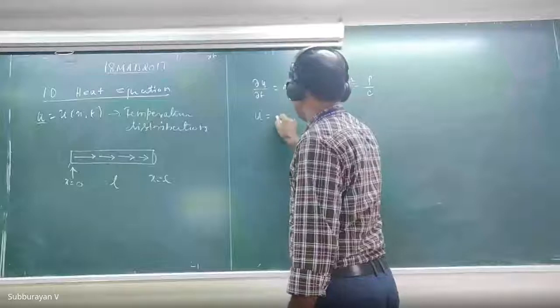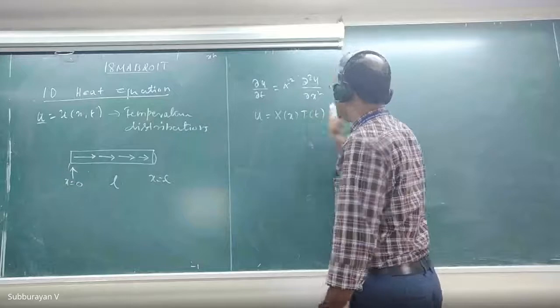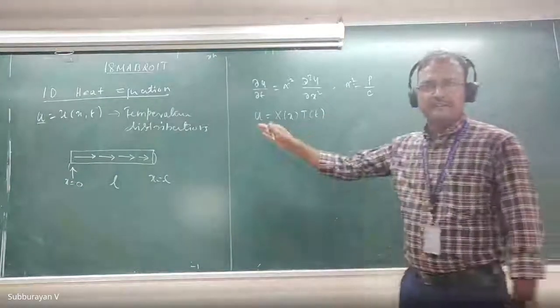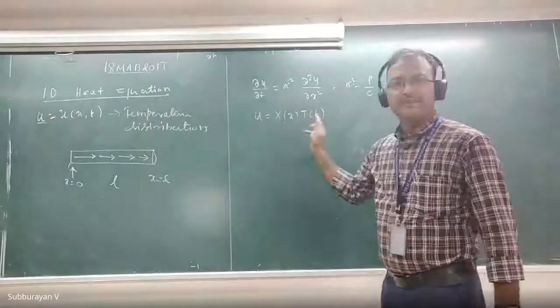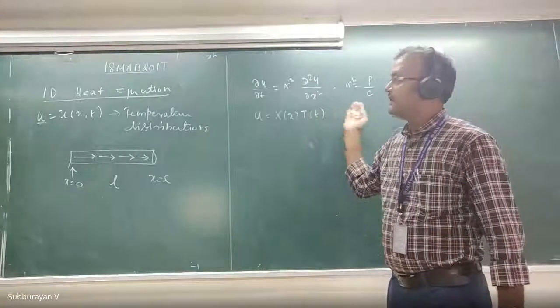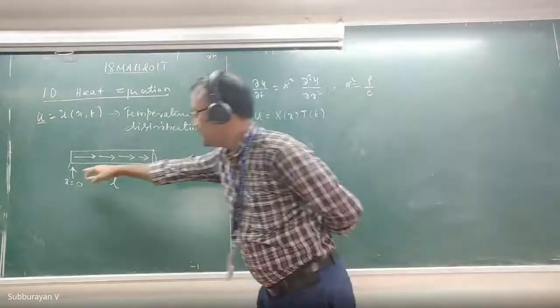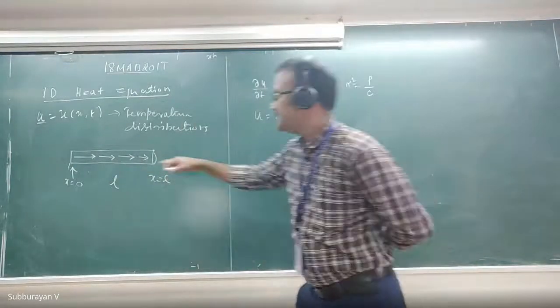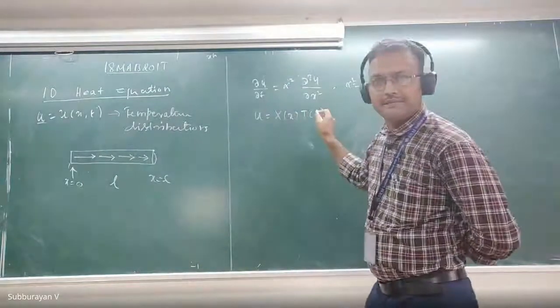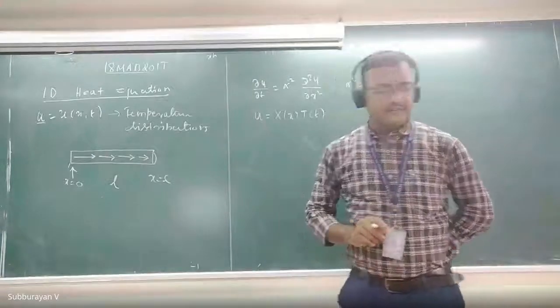Of, product of function of x and function of t. Okay, u is a function of t. One can write like this: X(x) into T(t), only for the finite length problem. Whereas if the rod is infinite, if the length of the rod is infinite, we cannot apply this. We cannot apply the separation of variable method.